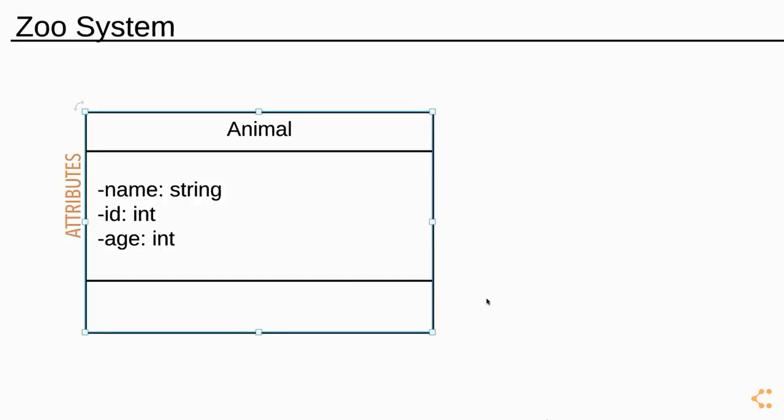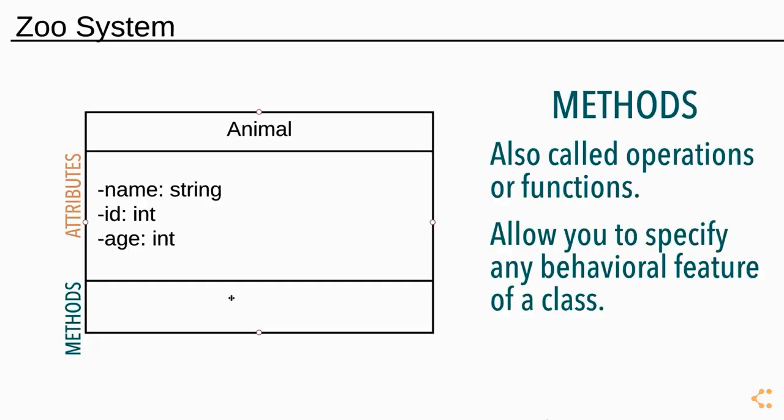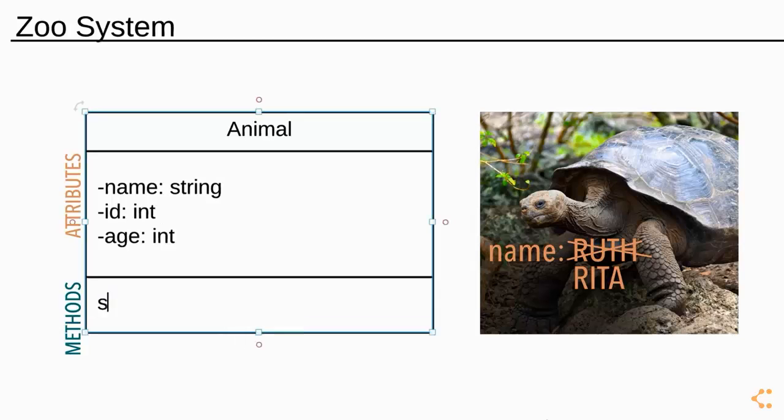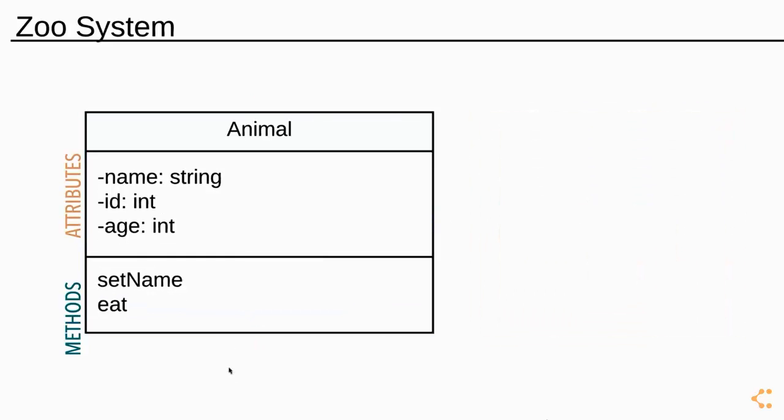Now that we've got some attributes for our animal class, we get to the bottom section here. This is where you put methods, which are also known as operations or functions. Methods allow you to specify any behavioral features of a class. So we might ask ourselves, what are some different behaviors of this animal class? Maybe we'd want to be able to change our animals' names. Like Ruth should actually be called Rita. So let's create a function called setName. We could also create a method for eating, since all of our animals eat.